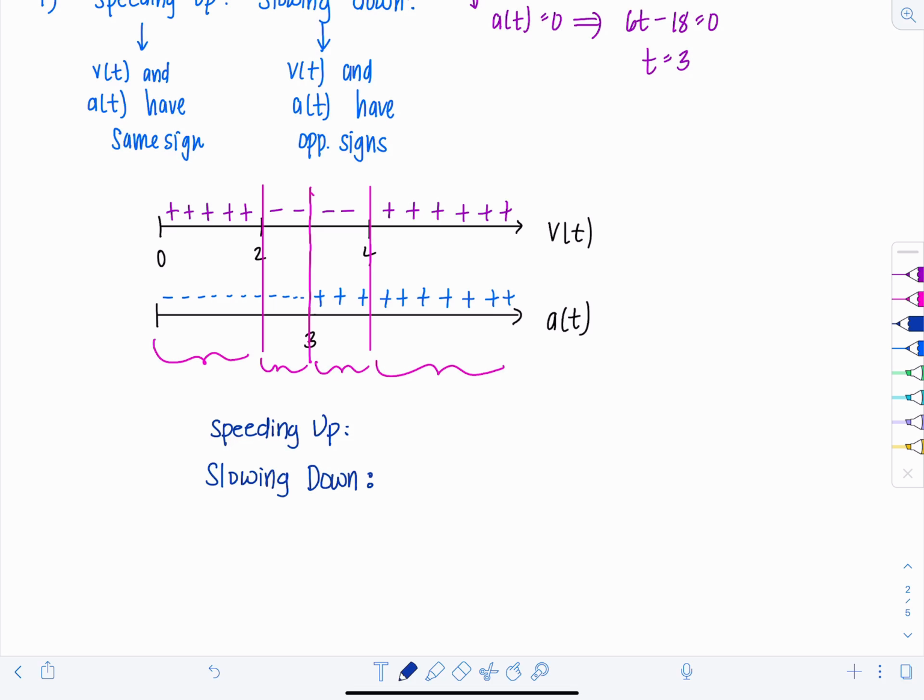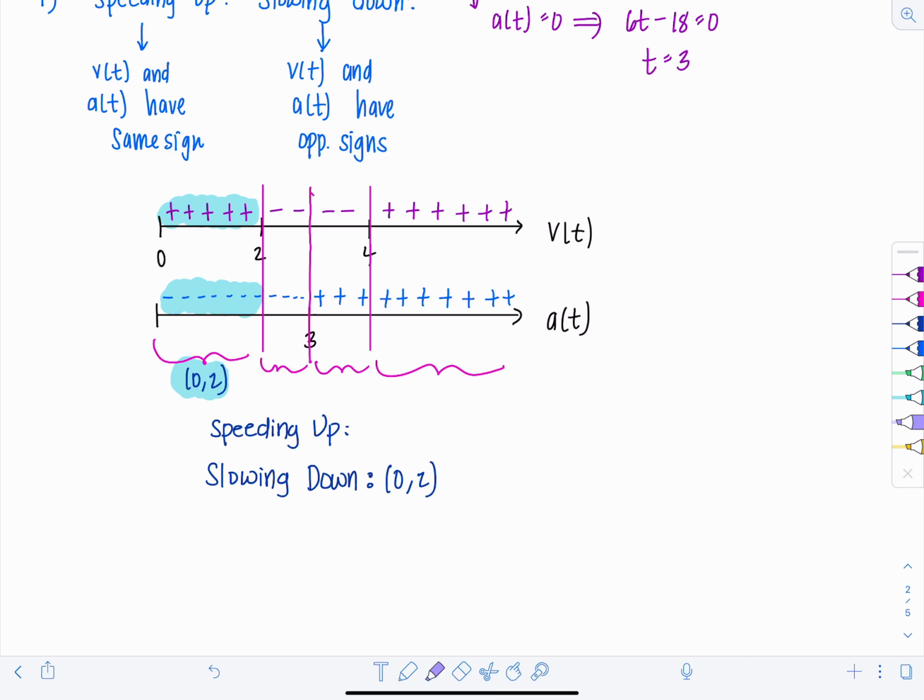All right, so I'm looking at this first interval here, which is from 0 to 2, right? And I notice velocity in that interval is positive, but acceleration is negative. So where would the interval from 0 to 2 fall in? Is the particle speeding up there, or is it slowing down? That's right, it's slowing down because velocity and acceleration have different signs.